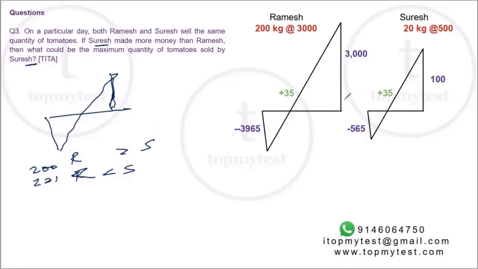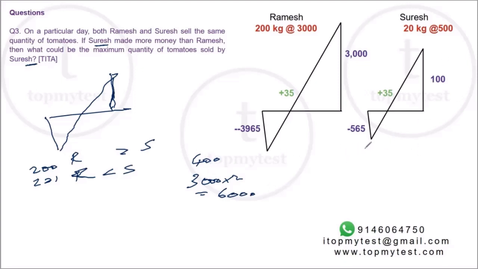Let's see what happens at the next bump. The next big drop for Ramesh will be at 401 kilos. Let's see what happens at 400 kilos. At 400 kilos, Ramesh is going to make 3000 into 2, which is 6000 rupees of profit.